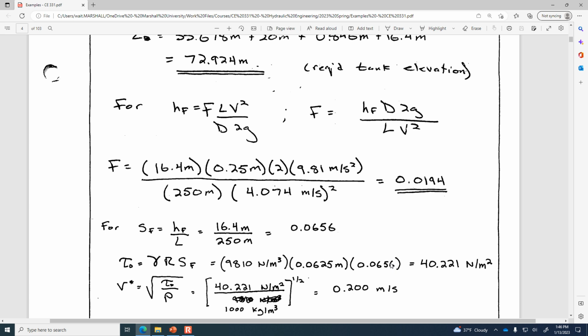And then what about shear velocity? So you can see here's our formula for shear velocity, where it's the square root of the shear stress divided by density. And look, I almost made a mistake. See how I had written 9810? But then I remembered, oh, wait, density, not unit weight. So the density of water is 1,000 kilograms per cubic meter. So the shear velocity is 0.2 meters per second.